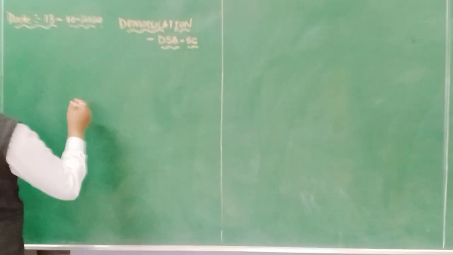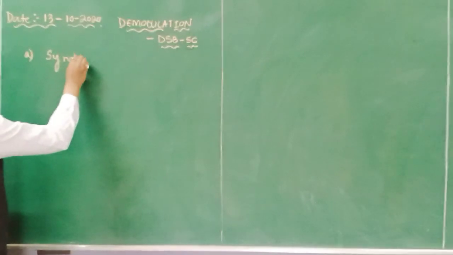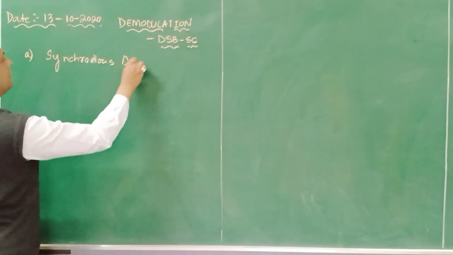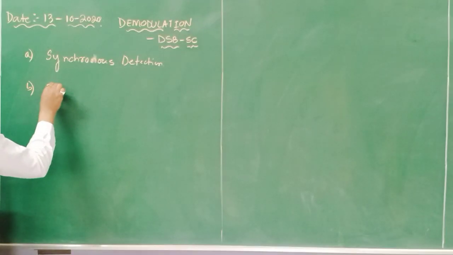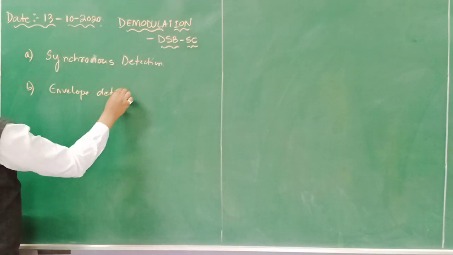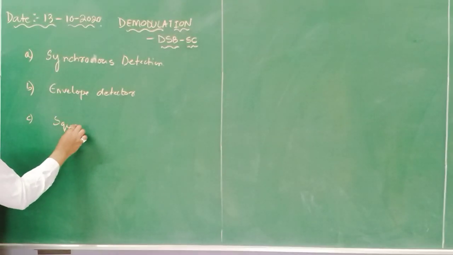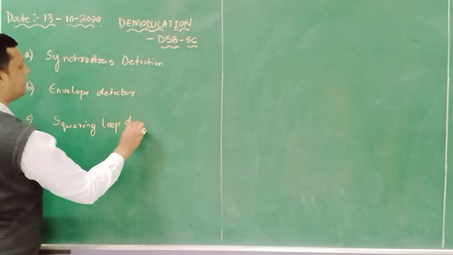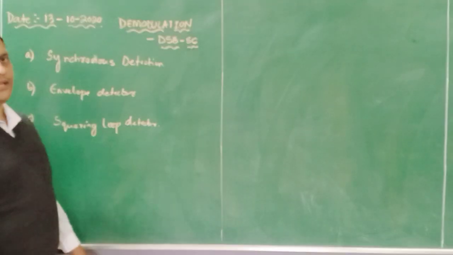Now first we will discuss synchronous detection. This is the first one, and it is a very simple one. Then second we will discuss the envelope detector. It is also quite an interesting one. And third we will discuss the squaring loop detector. These detectors are basically used to demodulate your DSB-SC signal.